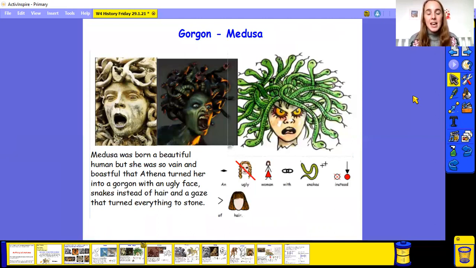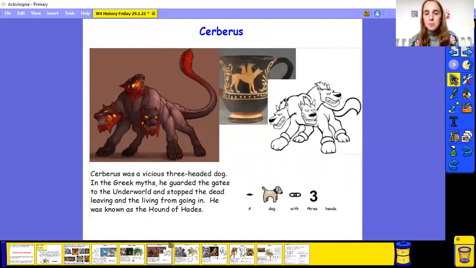So when you see an image or a statue of someone with snakes for hair, you know that that is a gorgon, and it's a woman that has a scary, ugly face, and she has snakes for hair and turns people to stone. That is a gorgon. Very scary creature.